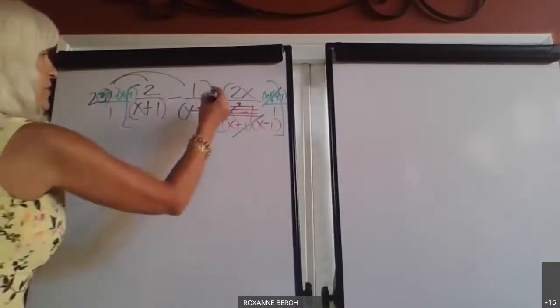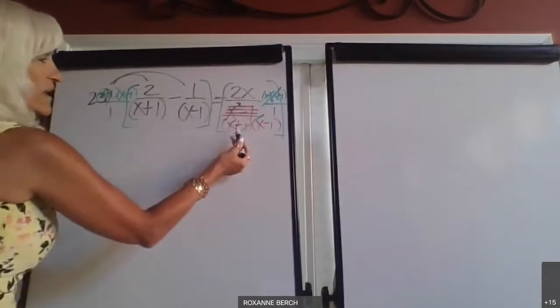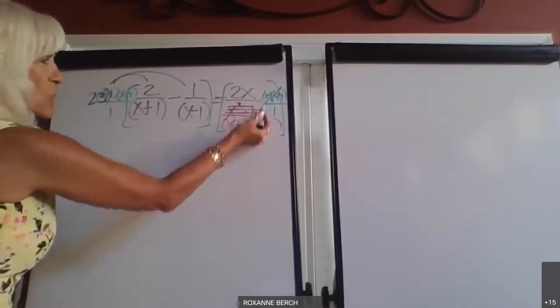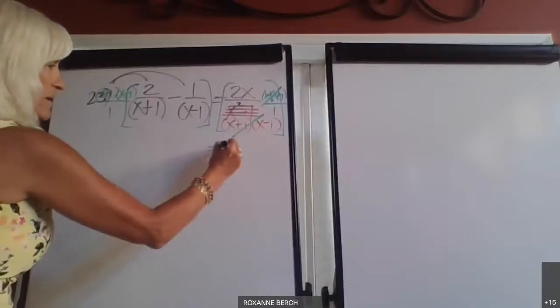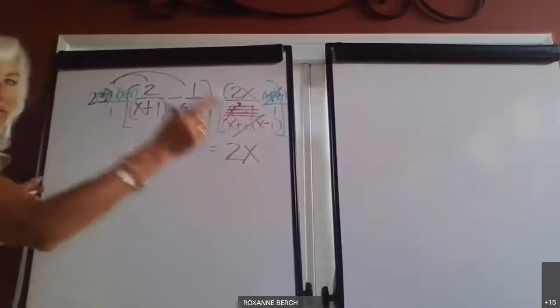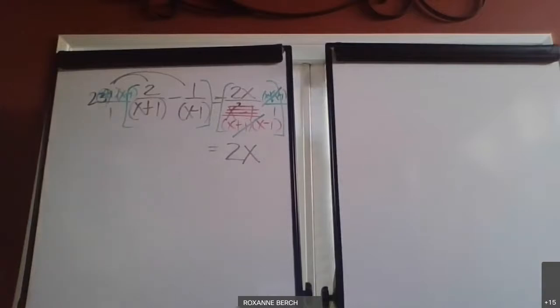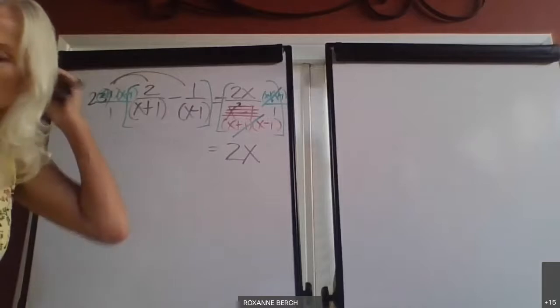So can everybody see this over here? That the x plus 1 times x minus 1 is canceling with x plus 1 times x minus 1, and you get 2x times 1. Okay, does everybody see that? Please unmute yourself and tell me. Yeah, I understand that. Okay, cool.